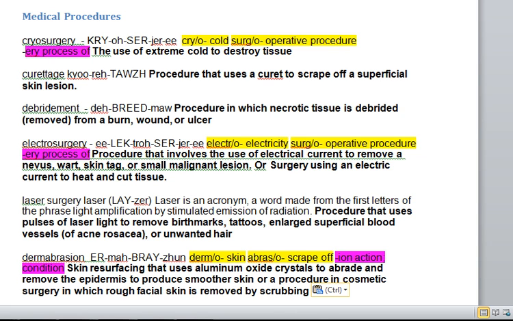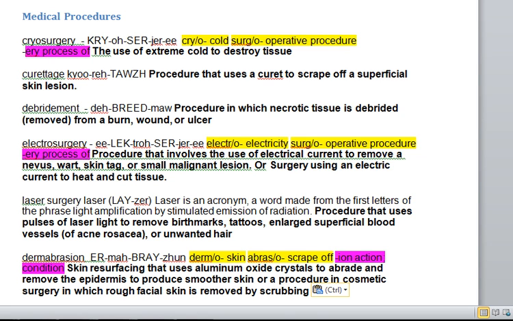Curettage is a procedure that uses a curette to scrape off superficial skin lesions. And that's pretty straightforward. The word does not break down. Debridement. Around here, I also heard this called debridement, but the French word for it is debridement, and I think that is the correct pronunciation. If you did this on a pronunciation quiz, I would take either one. This is a procedure in which necrotic tissue is removed from a burn, wound, or ulcer. Necrotic means dead tissue. Debridement is removal of dead tissue.